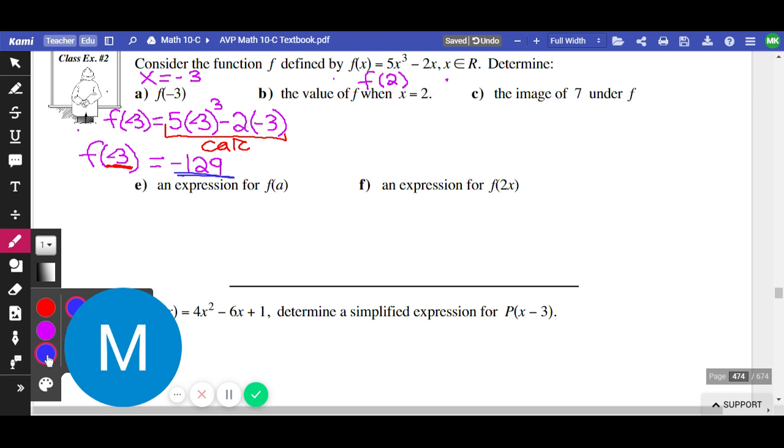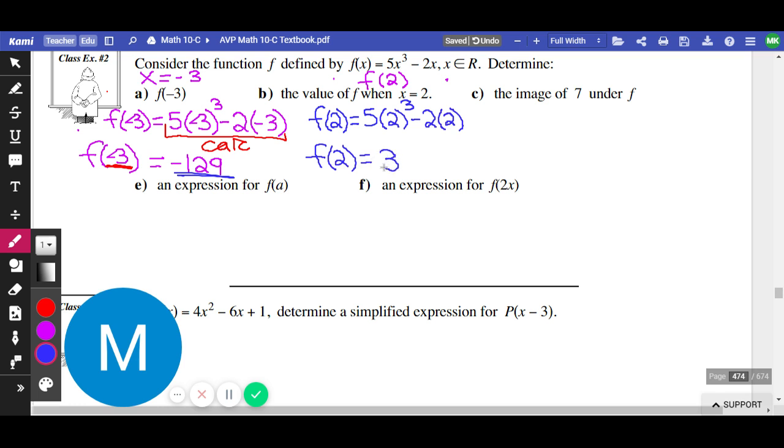We're going to go to our function. We're going to change x to be 2. That means f of 2 equals 5, 2 cubed minus 2 times 2. That one's going to be 36, I think. That means f of 2, or the function f when x equals 2, is equal to 36.